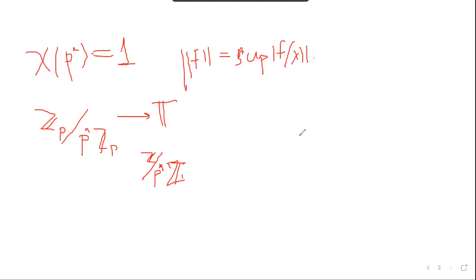Do we want to prove that for a fixed character, in some neighborhood of it, we do not have any other characters? Is it? Yeah, something like this.